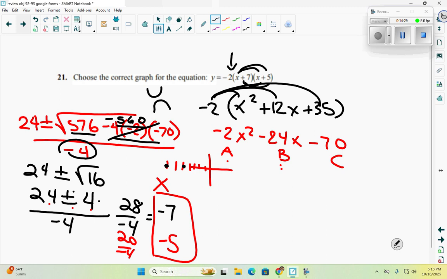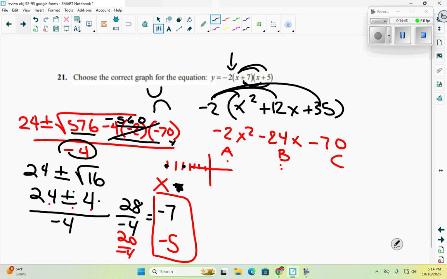So if it's going down, then that means that we're not going to have a vertex down here, right? Our vertex is going to be up here because we want it to shift going downright. So it's not going to be that. So finding our vertex, that's the next thing we're looking for.